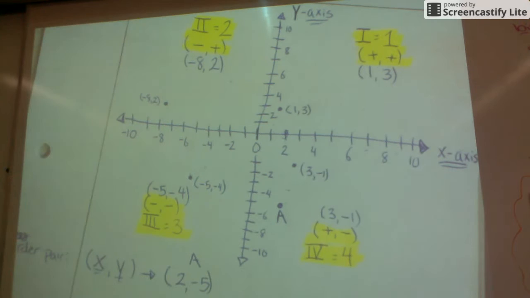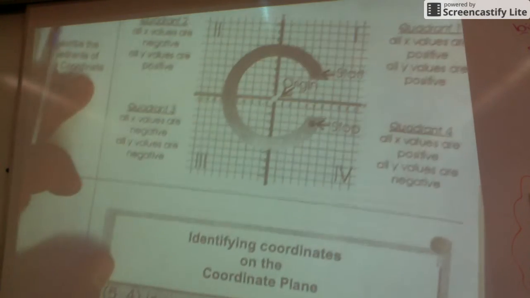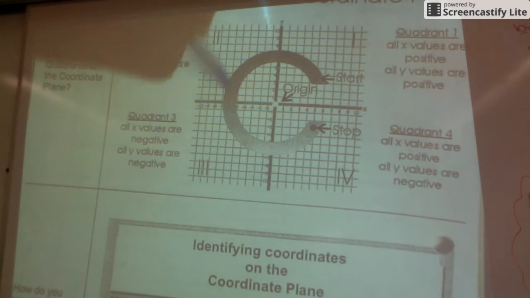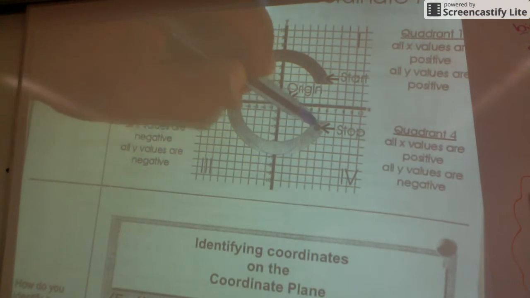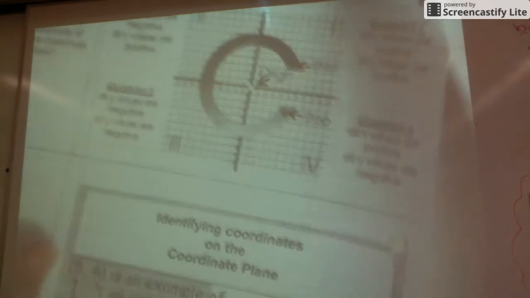But remember, these are also in your notes, okay? Like I said, if you forget where's 1, where's 2, where's 3, where's 4, you have your little study guide here, okay? And you can start from here. So it goes 1, 2, 3, 4. You can kind of go into a circle to make a C for coordinate plane. And that's kind of a little trick to help you guys out.